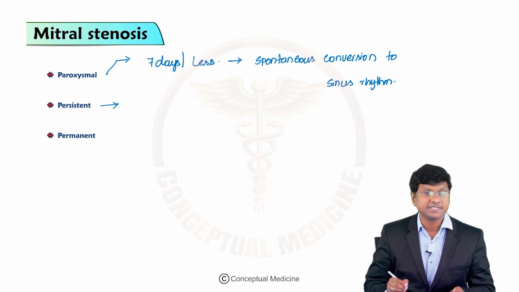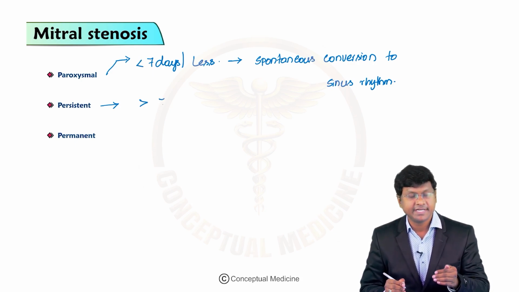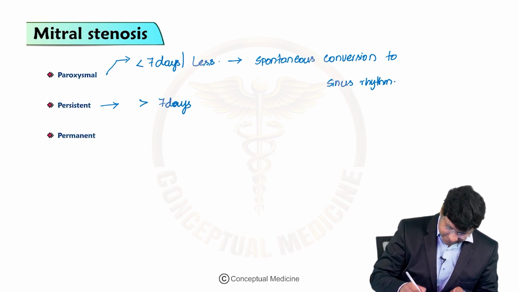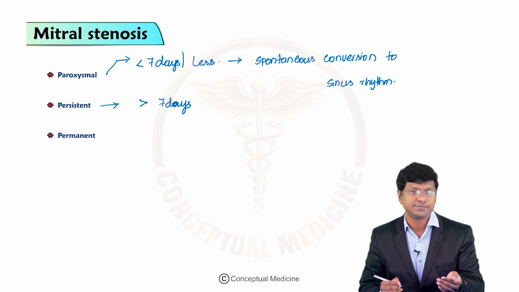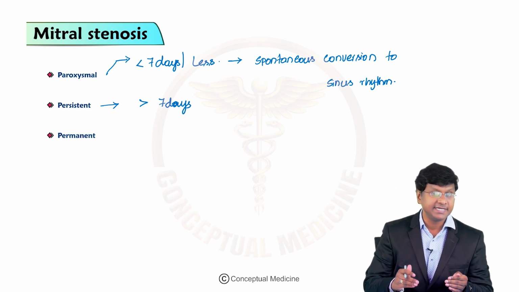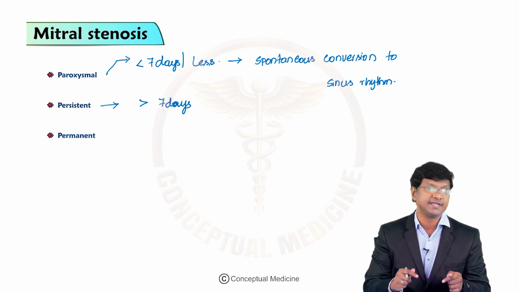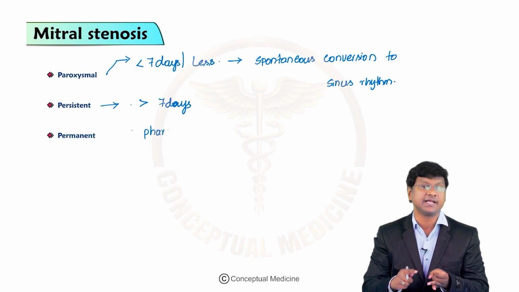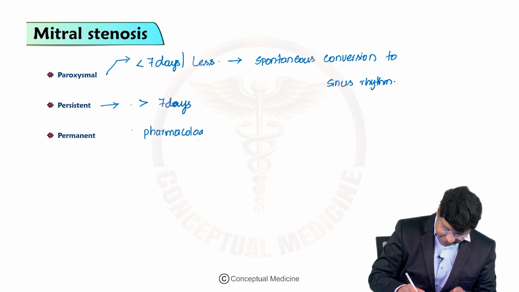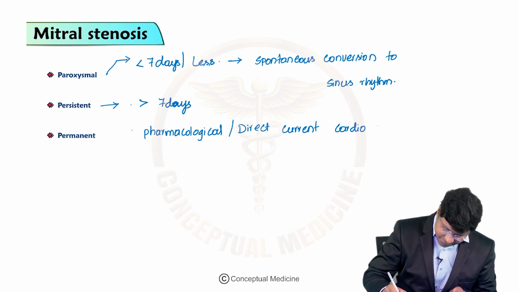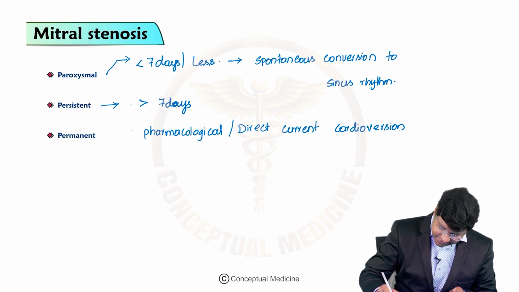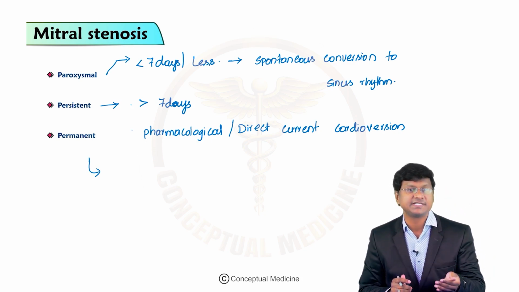Then persistent atrial fibrillation. Persistent atrial fibrillation typically lasts longer than 7 days. Whereas paroxysmal is less than 7 days with spontaneous conversion, persistent lasts longer than 7 days, and these individuals require pharmacological or direct current cardioversion. That is persistent atrial fibrillation.